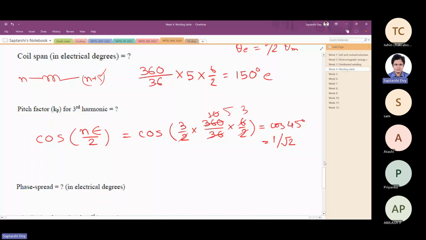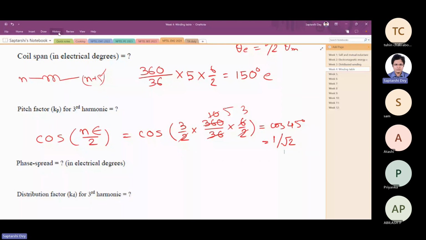Okay, I think I'm not making a mistake here. So the next question is phase spread. What is phase spread? How much does the phase spread?